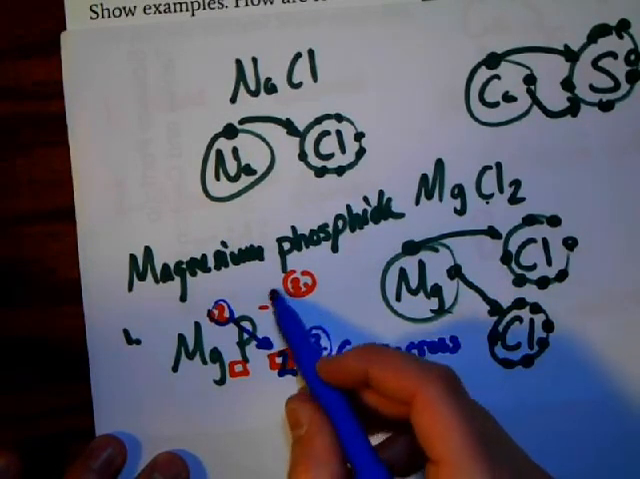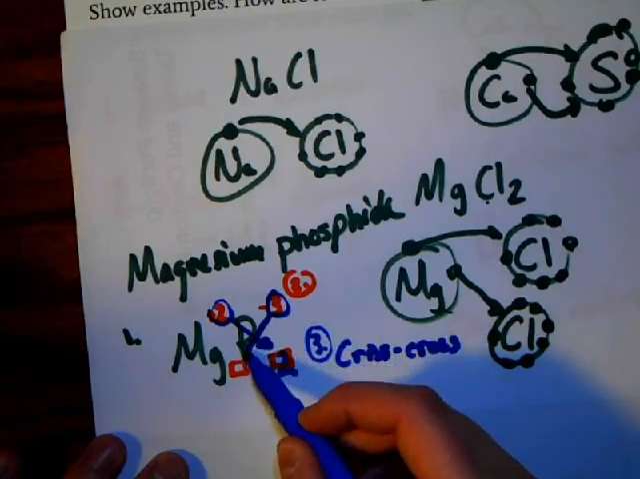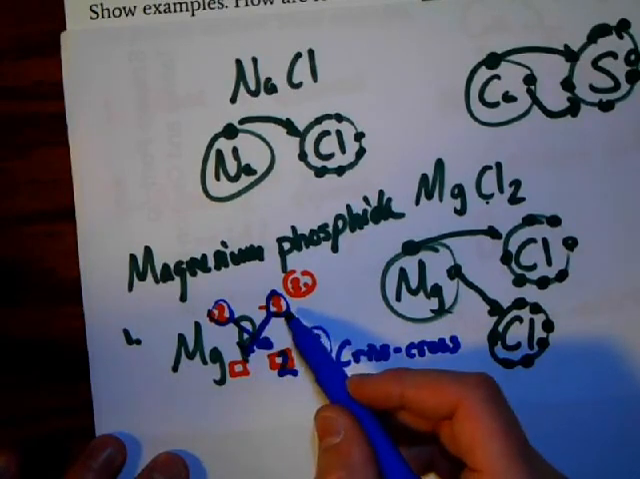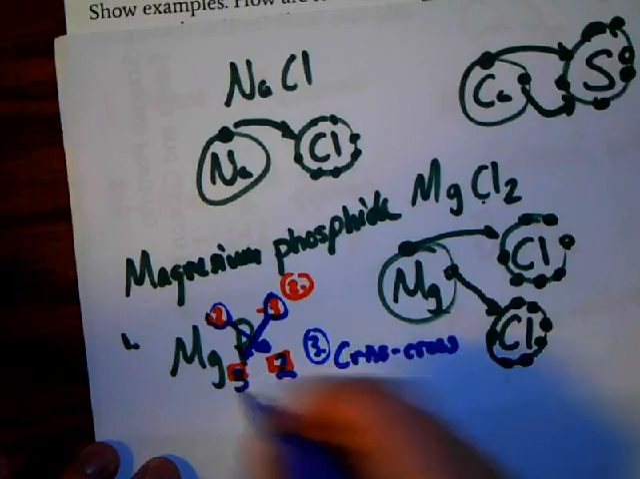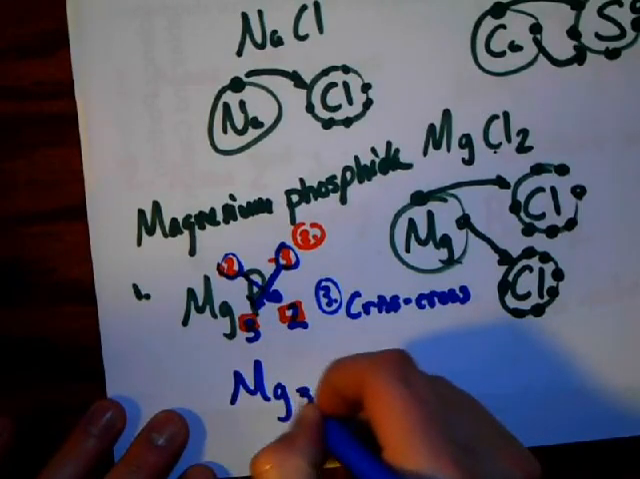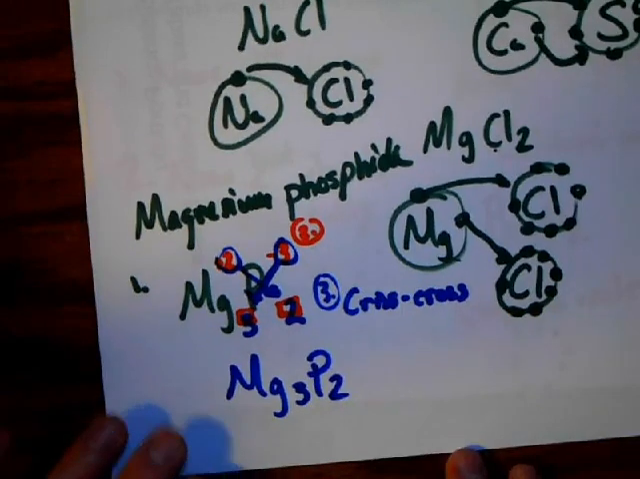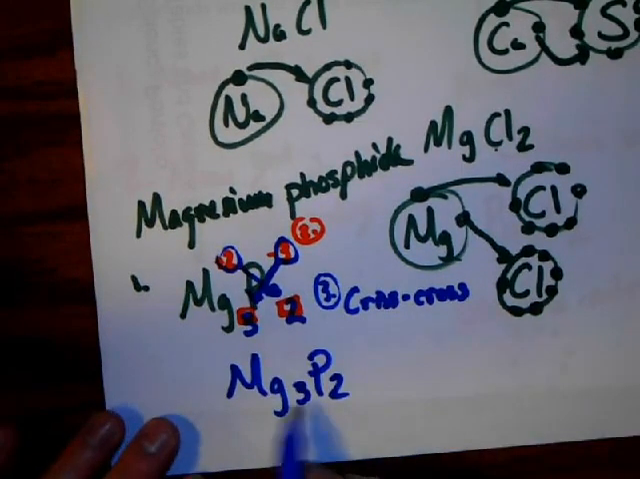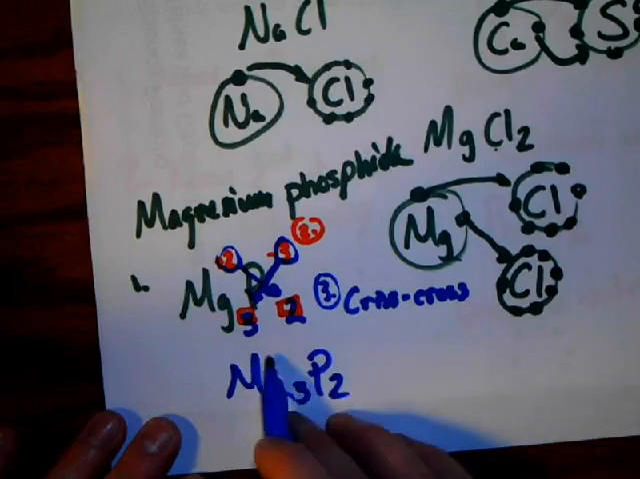If I do the same thing, this 3 on the phosphorus crisscrosses. Instead of being an upper right on the phosphorus, it's now the subscript on the magnesium. And my final formula here is Mg3P2. Again, the charges crisscross. That tells me not only what the charges are, but also what the subscripts are.